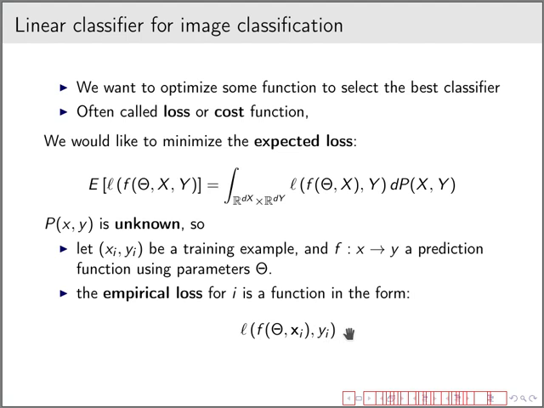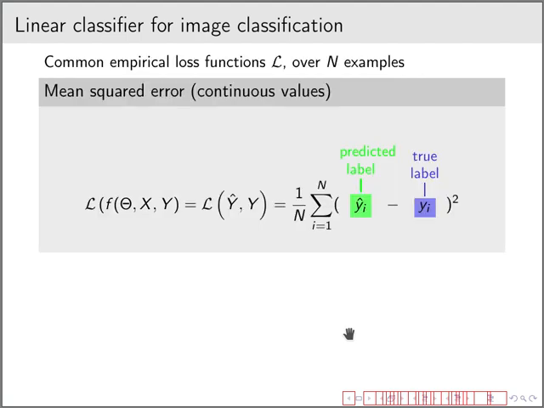So can I know just the loss of a single example? Yes, I can do that. I cannot do it for the whole space, but I can do it for one of them. And this is what we call the empirical loss. It's an estimate. It's not a perfect one, but it's the one that we have, and the one that we need, in fact.